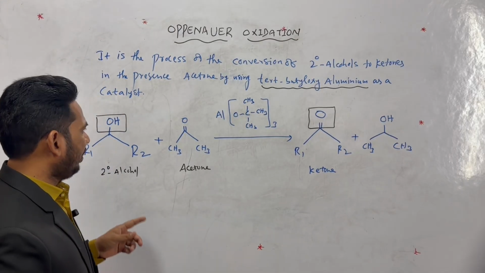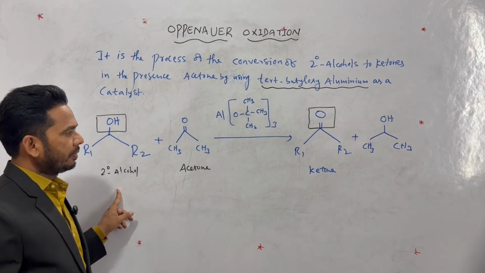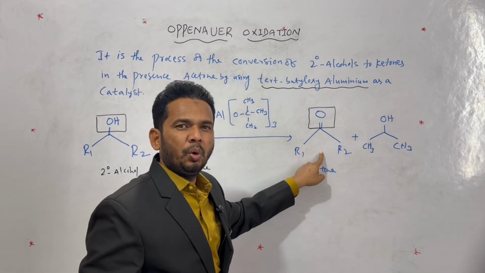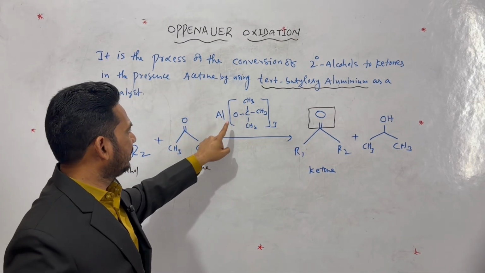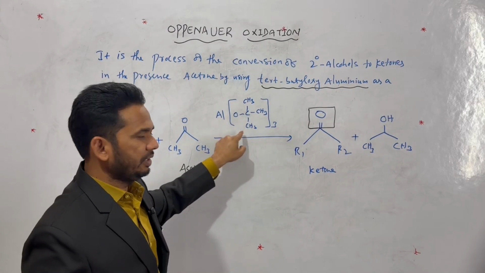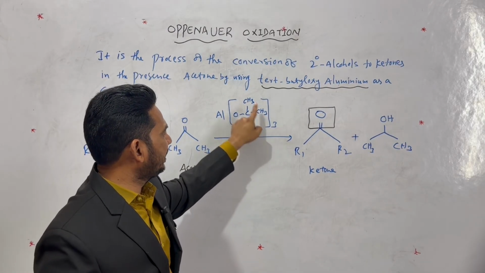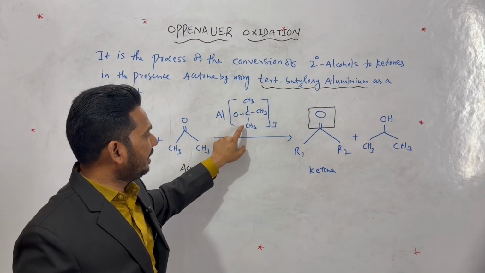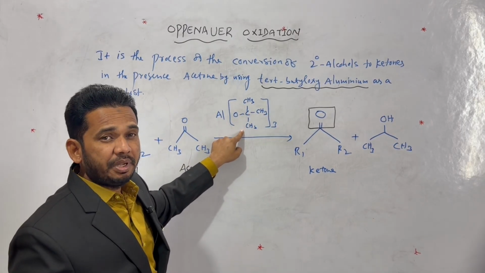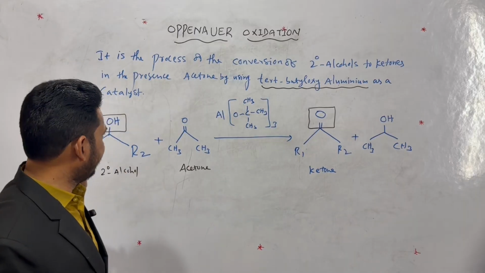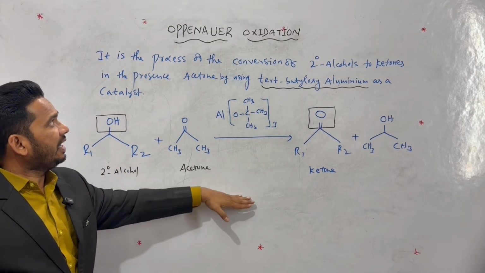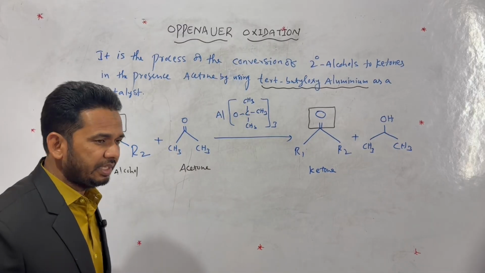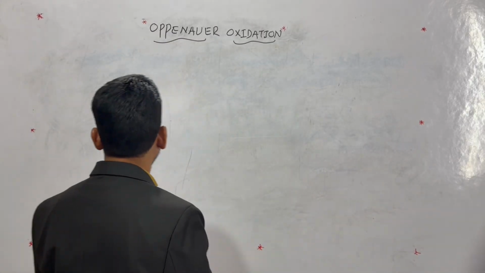Then what is the purpose here? The conversion of secondary alcohols to ketone in the presence of tertiary butyl oxy aluminum. How many moles? 3 moles of tertiary butyl oxy aluminum, because this plays the vital role in the mechanism of action. Just remember this. This is the Oppenauer oxidation. Now I will show you the mechanism. Just see the mechanism of action for this.